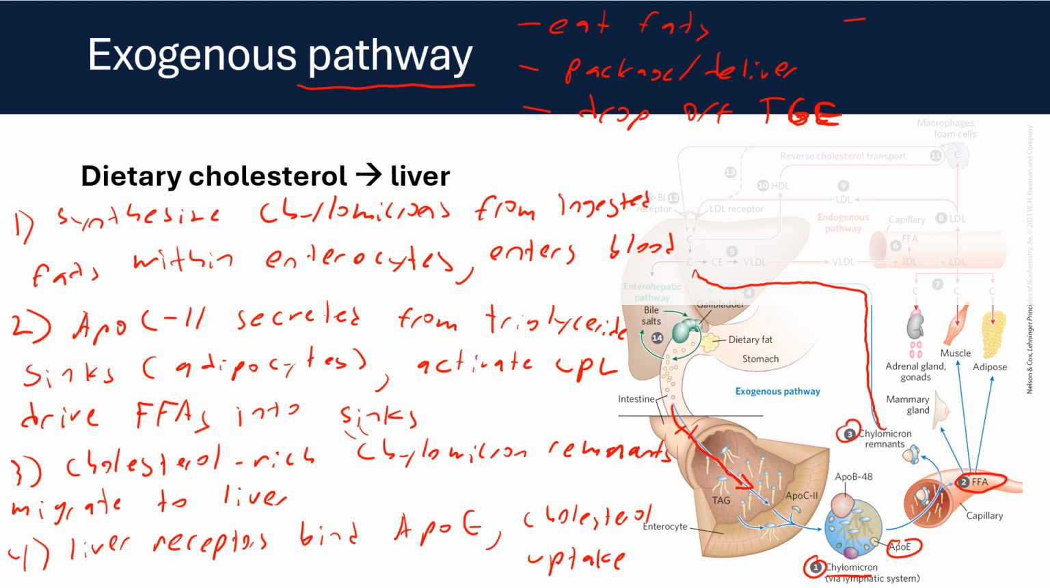Step 4. Drop off the cholesterol last in the liver. There you go.